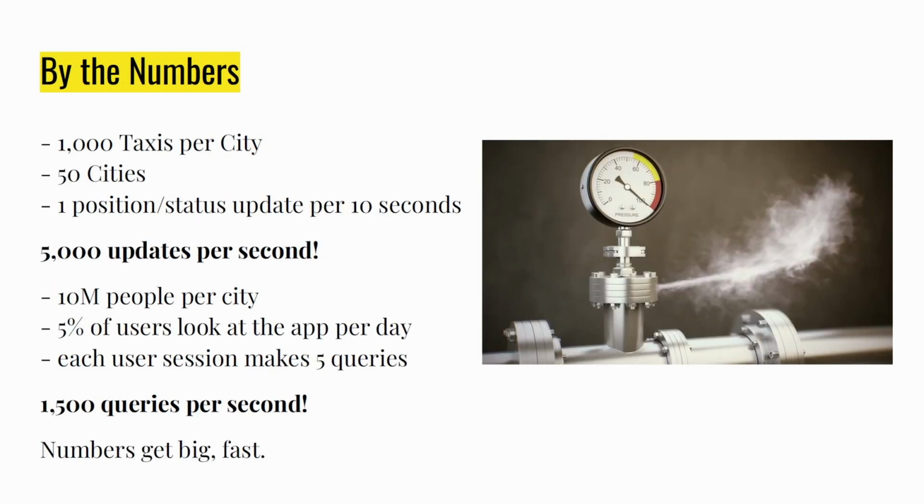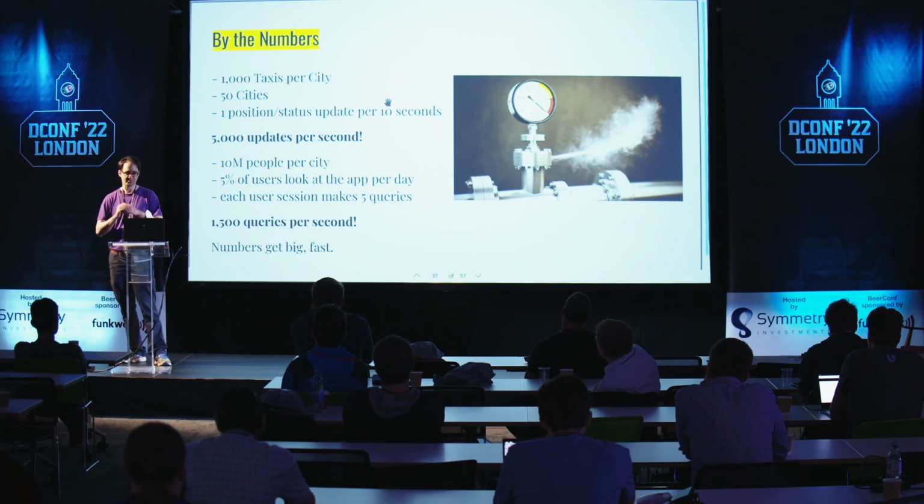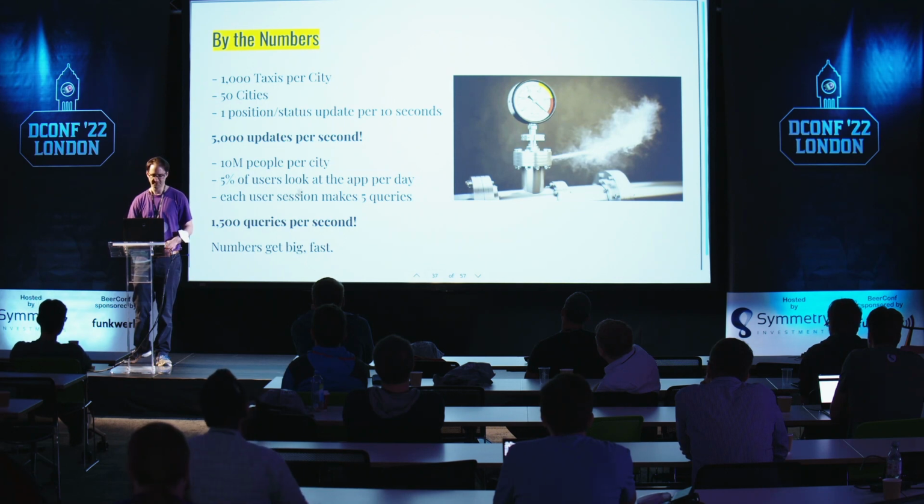So by the numbers, let's suppose we have 1,000 taxis per city, and think of something like Uber, a ride-hailing app. We've got 50 cities. We've got one position/status update every 10 seconds. We're already at 5,000 updates per second. This is something that will kill most servers. You have to have a distributed service to solve these problems.